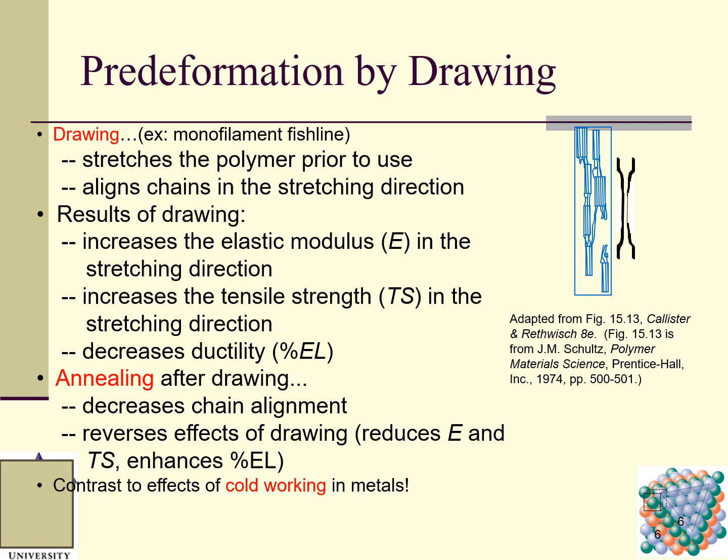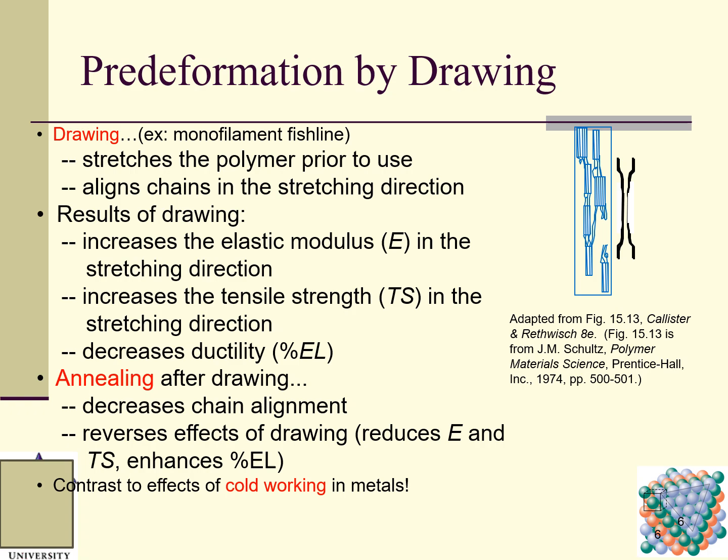And then we talk about pre-deformation by drawing. Drawing, for example, monofilament, the fish line, stretches the polymer prior to use, and aligns chains in the stretching direction. Results of drawing include increasing the elastic modulus in the stretched direction, increasing the tensile strength in the stretching direction, and decreasing the ductility, the percentage of elongation.